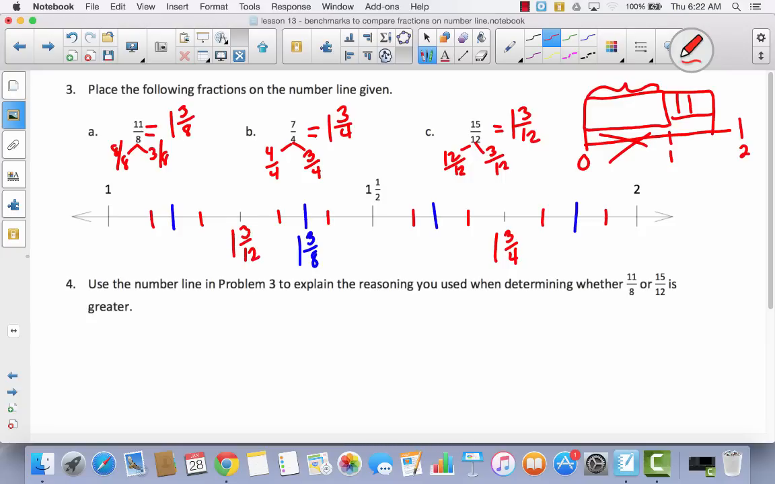So this is 1. This is 1 and 1/12, 1 and 2/12, 1 and 3/12. So now it says use the number line in problem 3 to explain the reasoning you used when determining if 11/8 or 15/12 is greater. So let's take a look. Is 11/8 or is 15/12 greater?